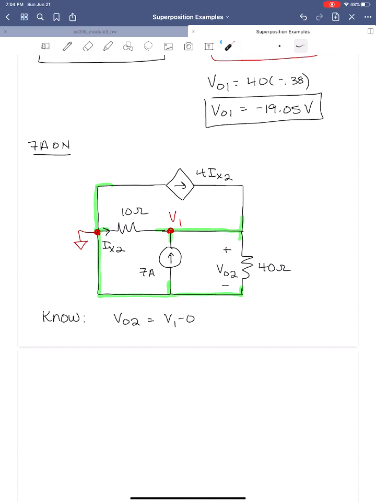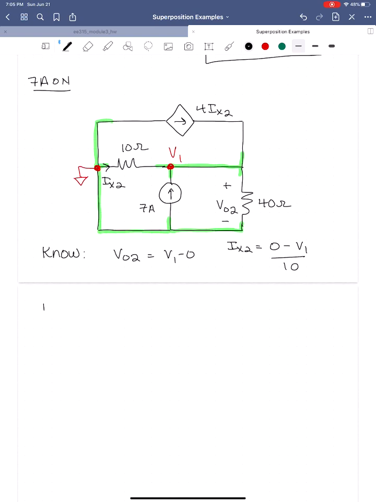So we know that. What else do we know? Well, we have IX2 sitting here. We're going to need IX2 at least, so we need to write a relationship for it. So IX2 is equal to 0 minus V1 over 10. Okay, so those are the 2 things we know for nodal analysis.